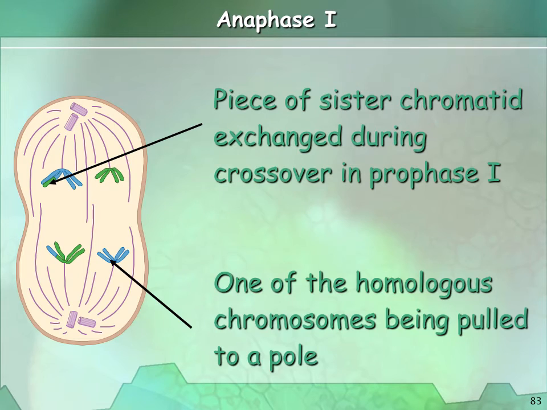During anaphase I, the entire chromosomes separate while they're still attached by their centromeres. The spindle fibers pull the chromosomes apart. So here you can see a piece of sister chromatid exchanged during crossover in prophase I. And notice how one of the homologous chromosomes is being pulled to a pole.